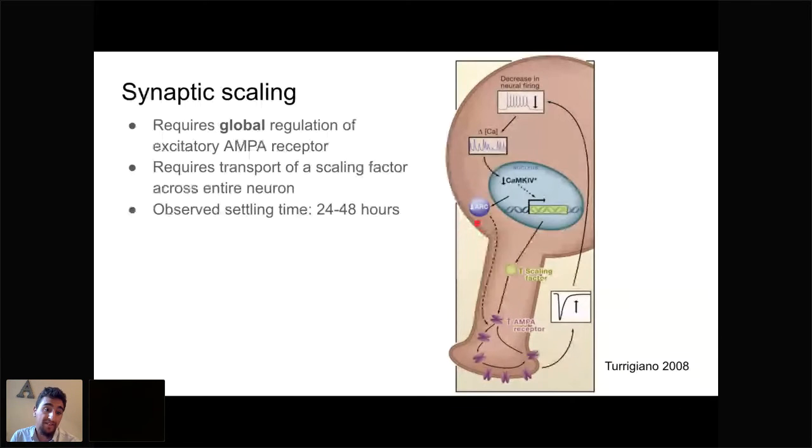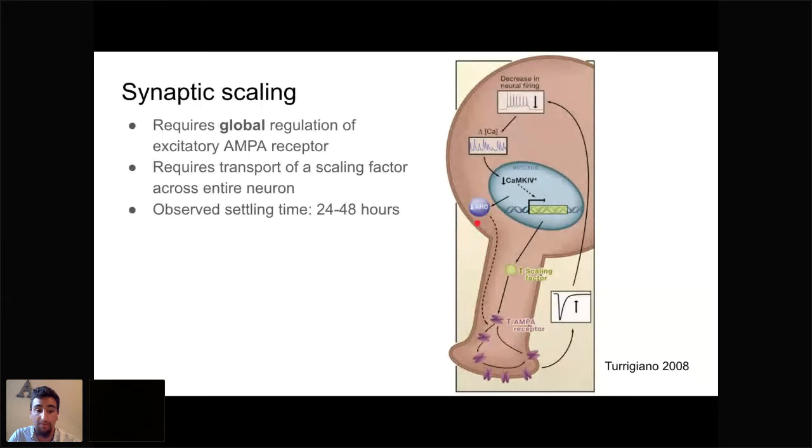The takeaway here is that synaptic scaling requires global regulation of AMPA receptors. This is kind of nice, a seemingly difficult problem with a large dendritic tree, much more complex than any diagram I've shown so far, and the cell needs to normalize all synapses by the same factor. The only way to do that is with global control.